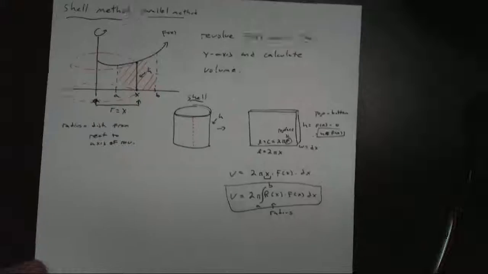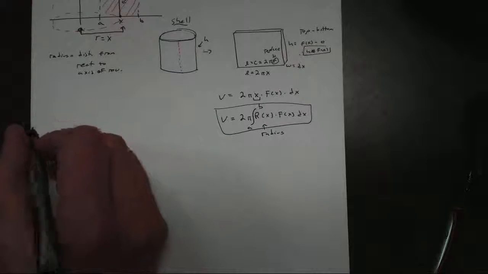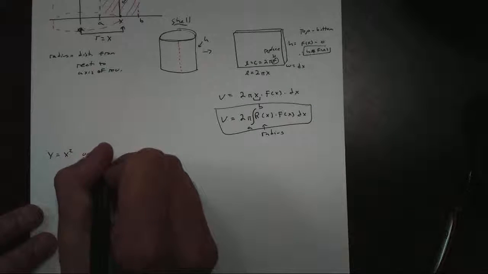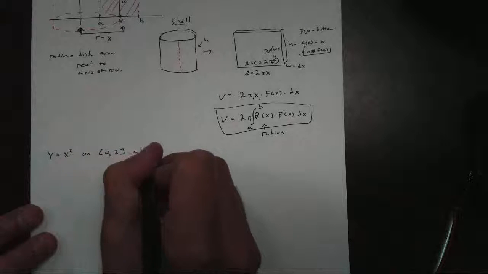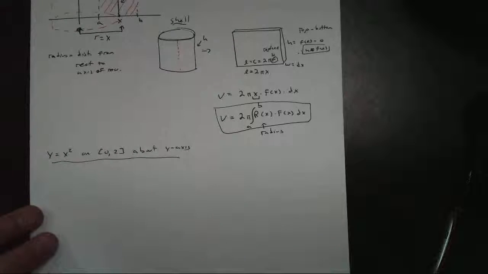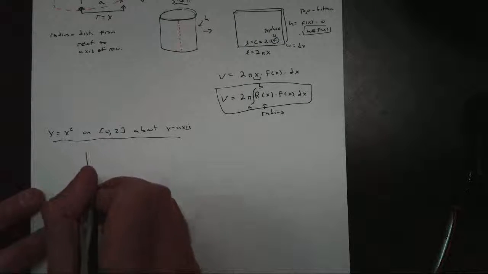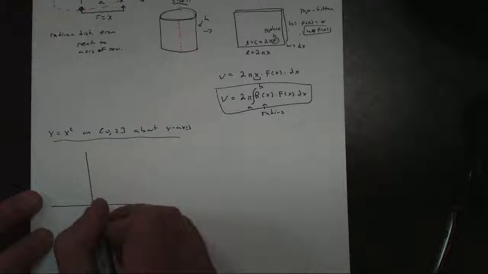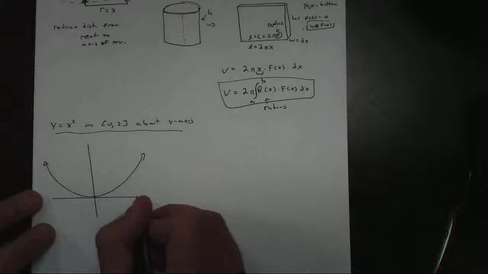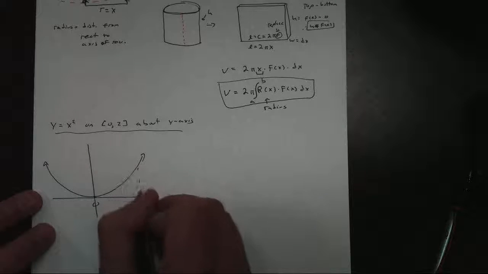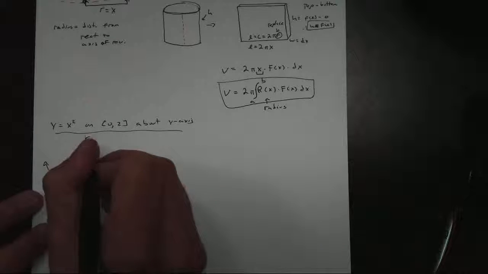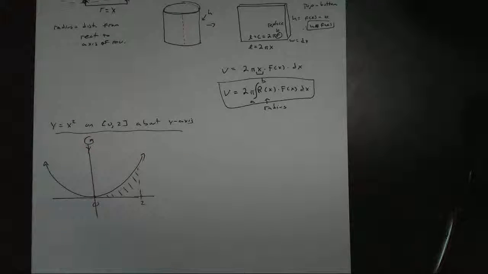So let's take a look at an example. Imagine the function y equals x squared on the domain 0 to 2 about the y-axis, and we want to find the volume. If I set this up, I'm just going to draw my parabola, y equals x squared, right here, from 0 to 2. This is the region I'm shading here, and I want to revolve it about the y-axis. There's my y-axis.